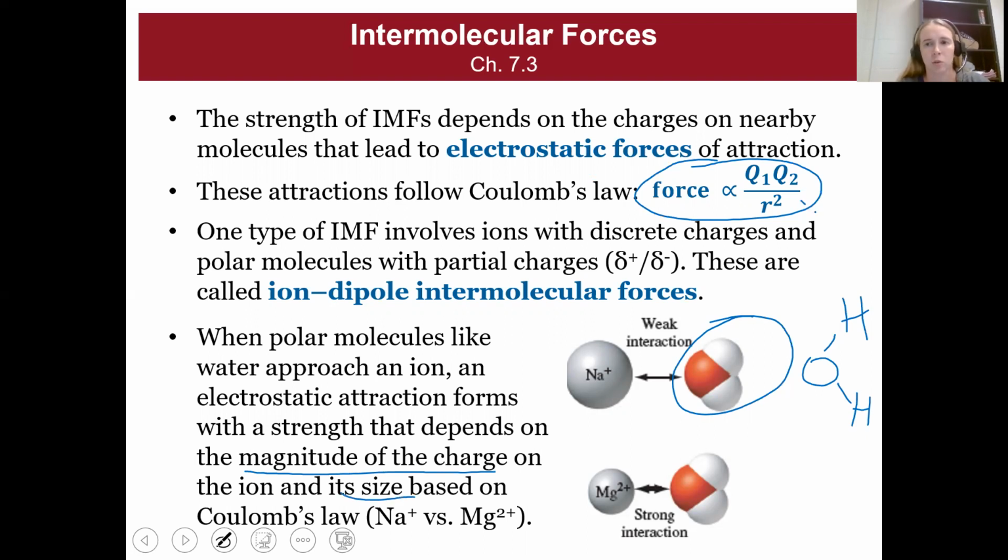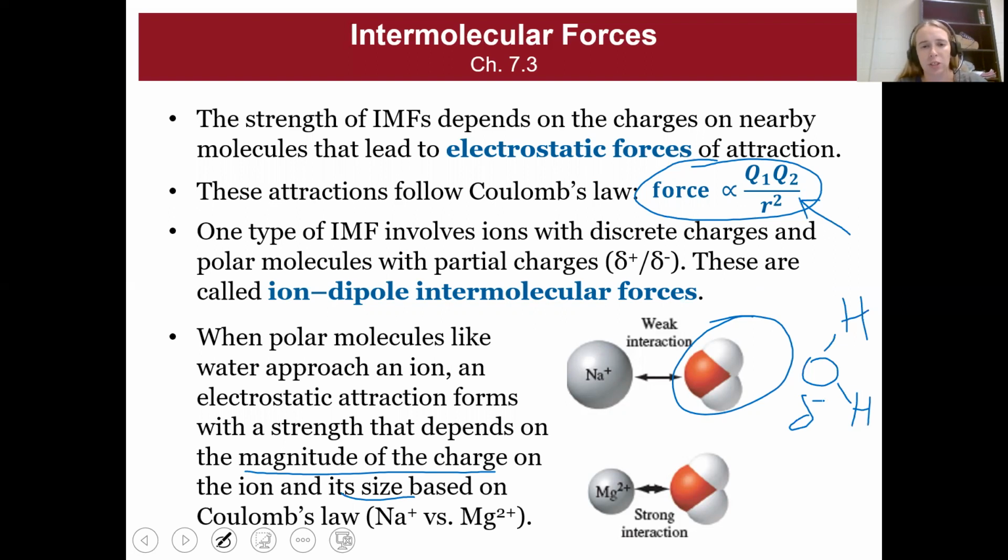So, Coulomb's law. The charges matter, the size matters, because the size is going to affect how close the molecule can get to the nucleus, the center of the charge on that ion. If you notice, this is water molecules interacting with cations, and that's because we have the negative end interacting with these positive ions.